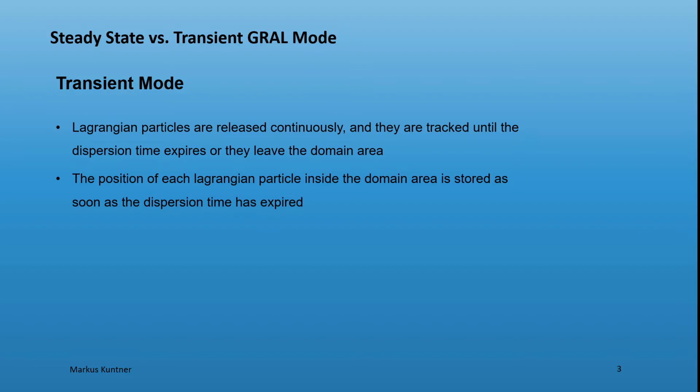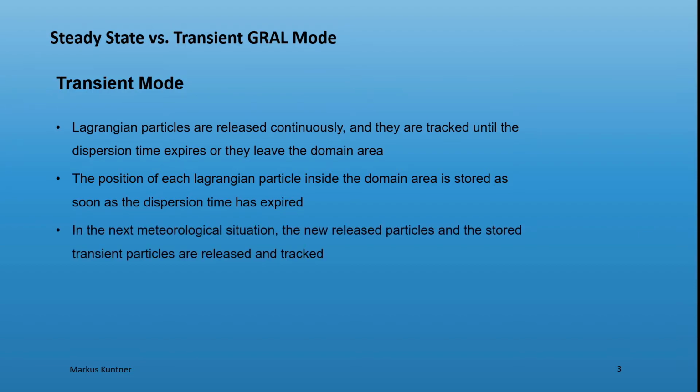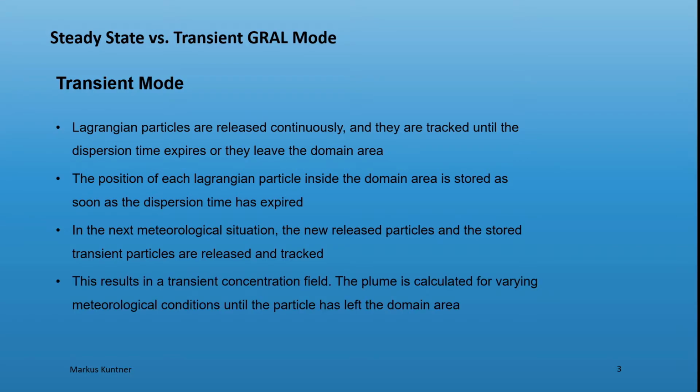And that's the important difference, because in the next meteorological situations there are newly released particles from all sources, and the stored transient particles are released too. With this method we get original plumes from the sources and transient plumes from previous weather situations. This results in the transient concentration field, and the plume is calculated for varying meteorological conditions.